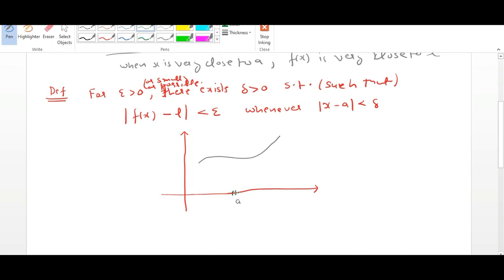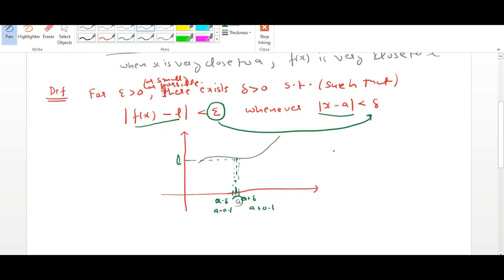When the value of x is very close to a, meaning if I take an interval which contains a, say a minus delta and a plus delta, or in simple terms a minus 0.1 and a plus 0.1, then the corresponding value of f of x, if this value is L, then x is very close to a, f of x is very close to L. When x is very close to a, then f of x is very close to L, and depending upon this epsilon we get the value of delta.